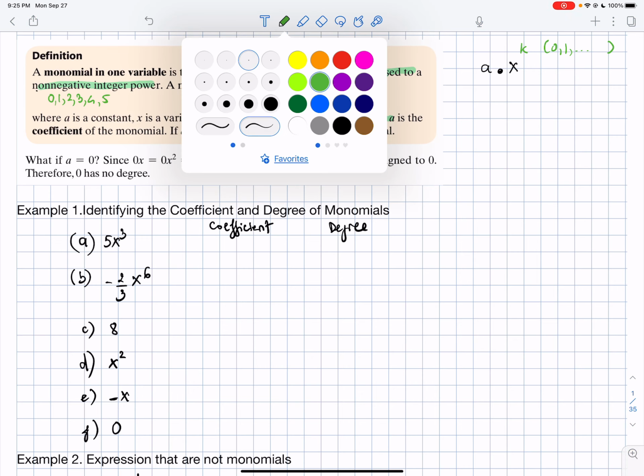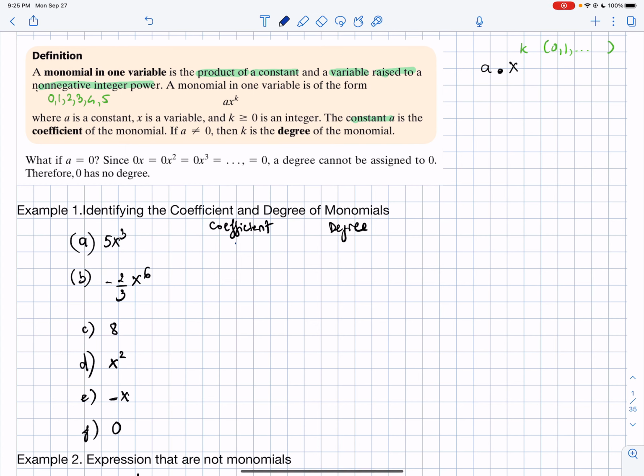So the coefficient will be 5. We just pick the number in the front. The coefficient is the constant a. That's what it says. A is the coefficient of the monomial. So the number in front of the letter x is the coefficient. So 2/3, and then 8 itself, and then 1, because this is like 1, -1, and the coefficient is 0.